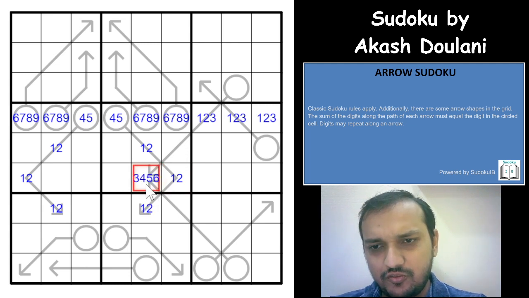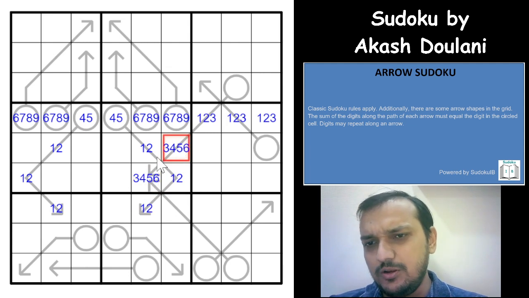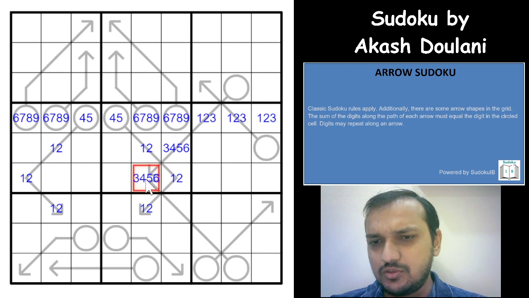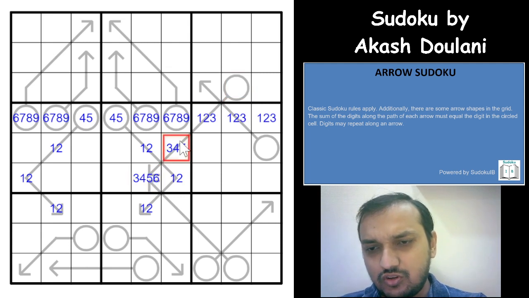This would have to be 3, 4, 5. 6 is not possible. If you have a 6 here, the minimum number here would be 3, and then you get a 1 here to get 10 there. 6 is not possible in any of these 2 cells.